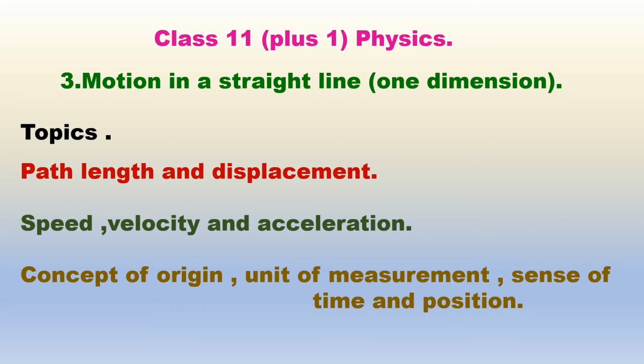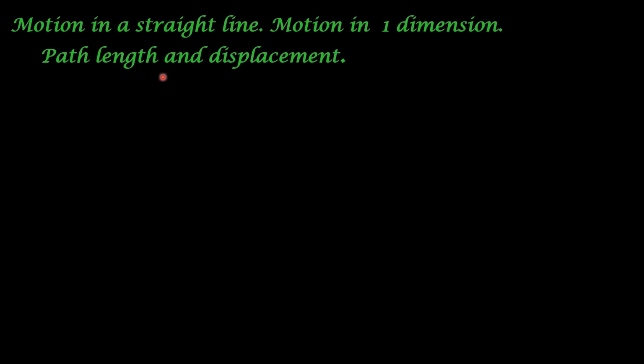Okay, come let us start the class. We will see path length and displacement. I will make the points clear. A and B are 2 points separated by a straight line distance of 2 meters. This is an object. It is moving along the straight line from A to B. The straight line is the actual path through which the object has moved.